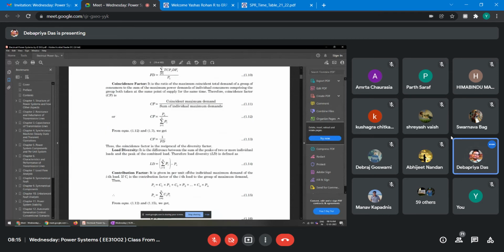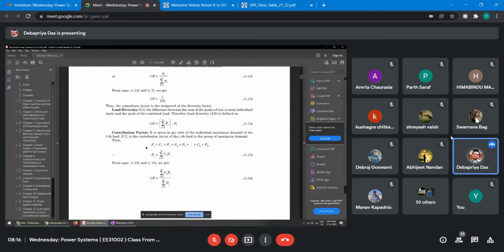Then the contribution factor. These are certain terms they use during planning, particularly at the generating plant, and sometimes at the downstream, that is at the distribution level, right? Contribution factor is given in per unit of the individual maximum demand of the ith load.